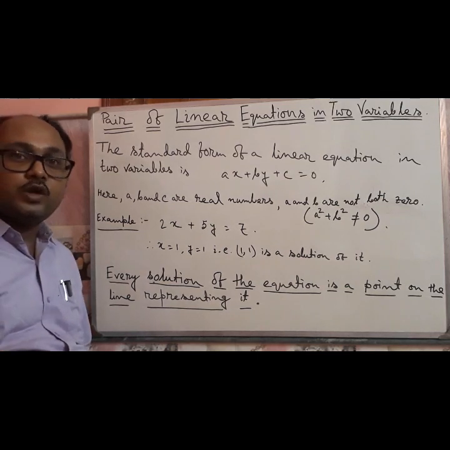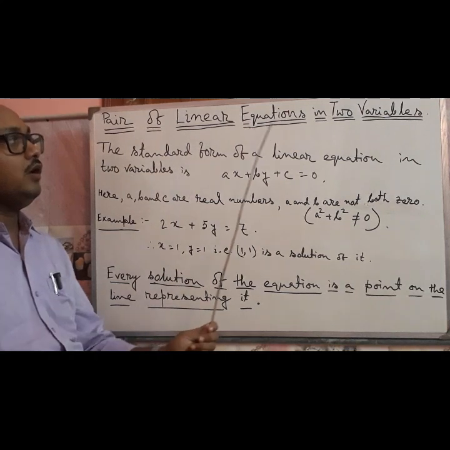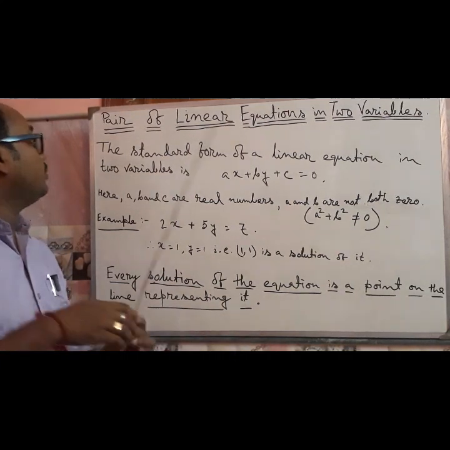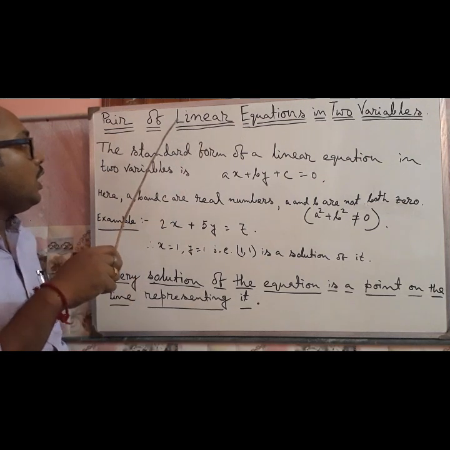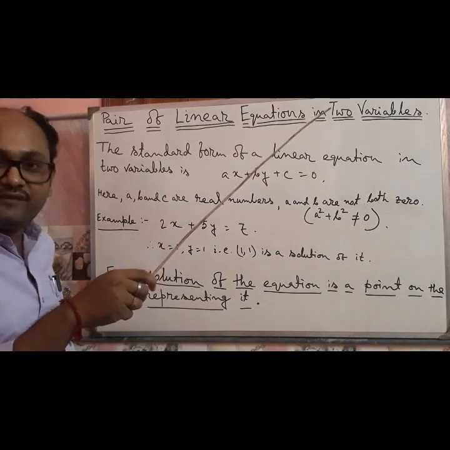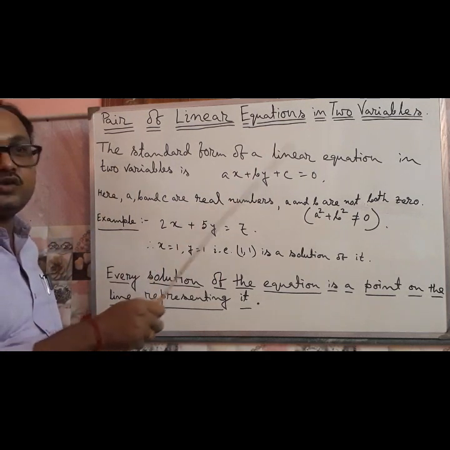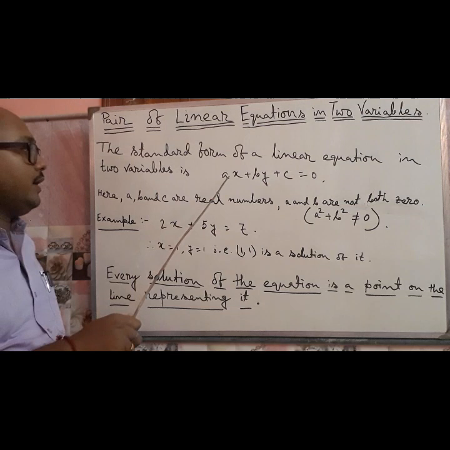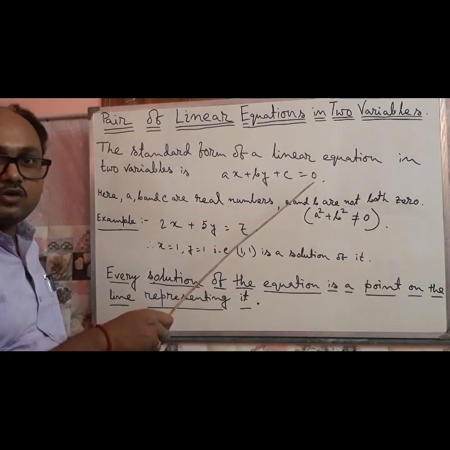Students, today our topic is pair of linear equations in two variables. Before we start the pair of linear equations, at first we should know the linear equation having two variables. What is the standard form of a linear equation containing two variables? It is ax + by + c = 0.